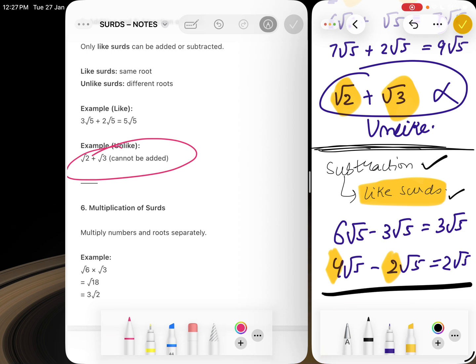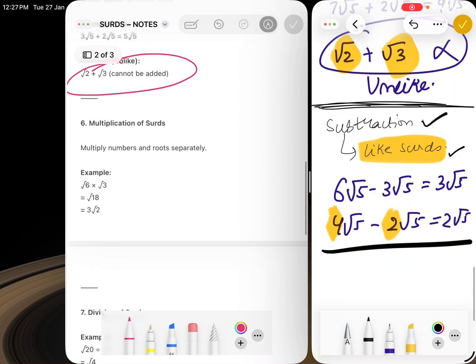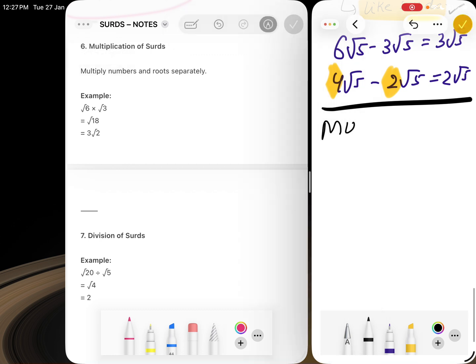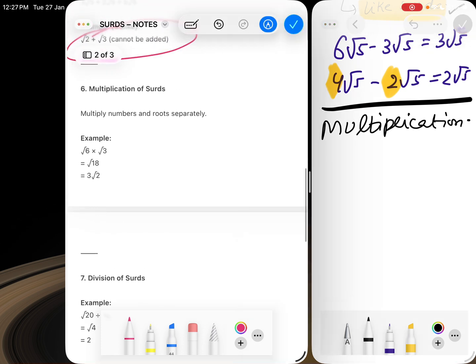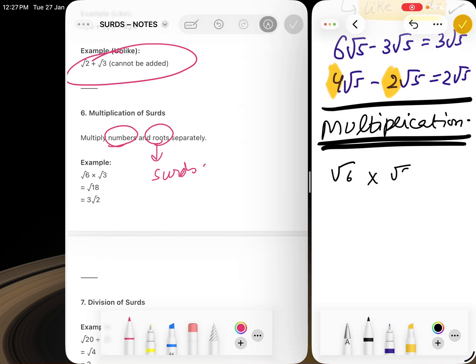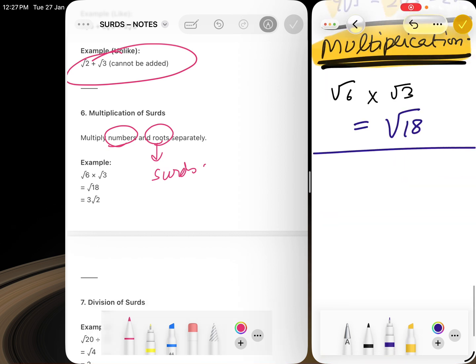I think only this much you should know, but we can do multiplication, division as well, because that can also come. Multiplication is super easy. Okay, you have to multiply the numbers differently and roots separately. You can see here numbers separately and roots, meaning the surds, separately. So root 6 into root 3, 6 into 3 is 18. That's it. Okay, now 18, you know, this is not the correct form to write.